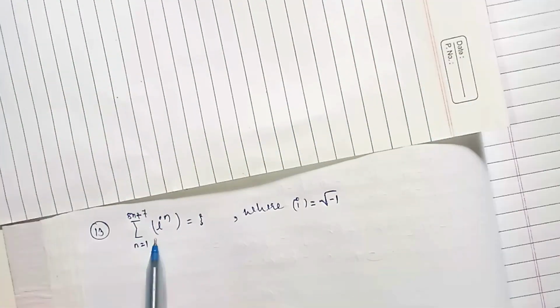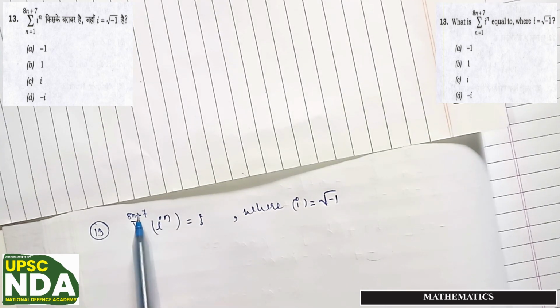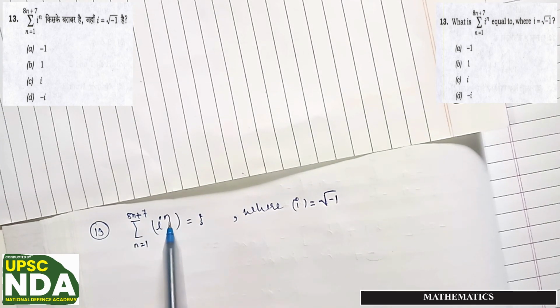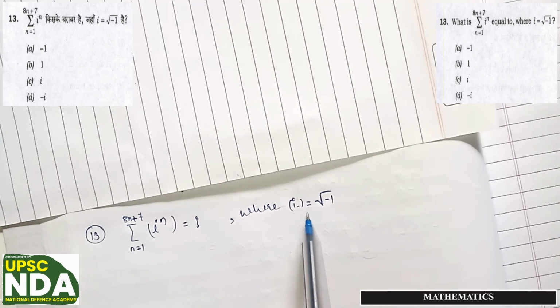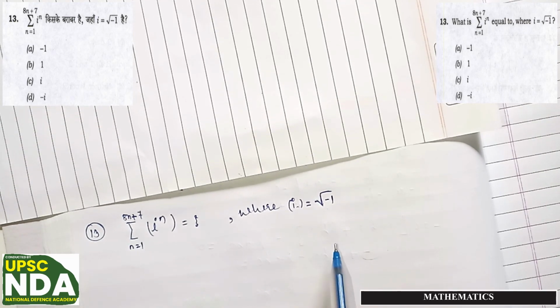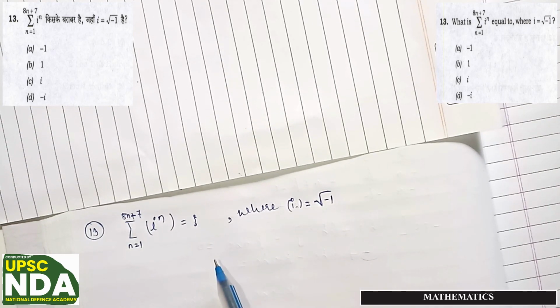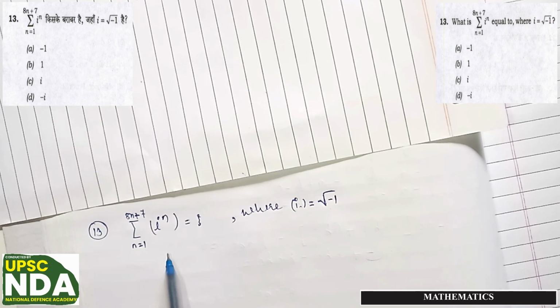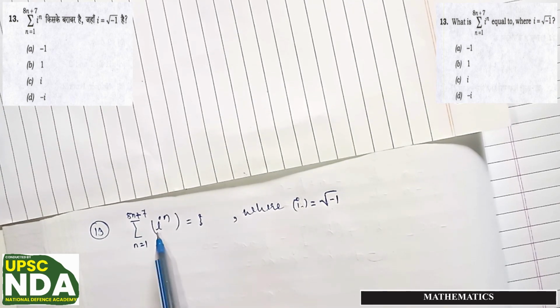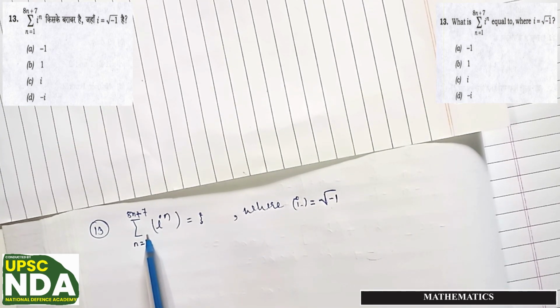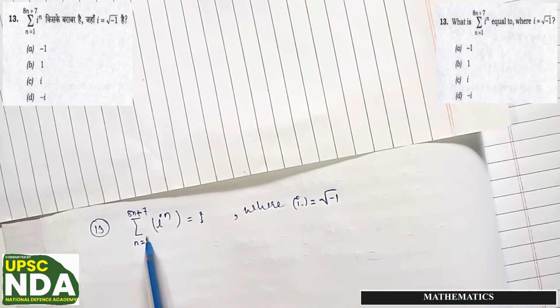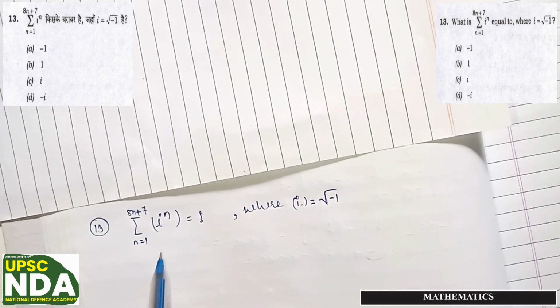Here we have the summation from n equals 1 to 8n plus 7 of i raised to n, and i is the square root of minus 1. This is the value of iota, and it is the same everywhere. Now let's try to find out what we get from this summation, so let us expand it.